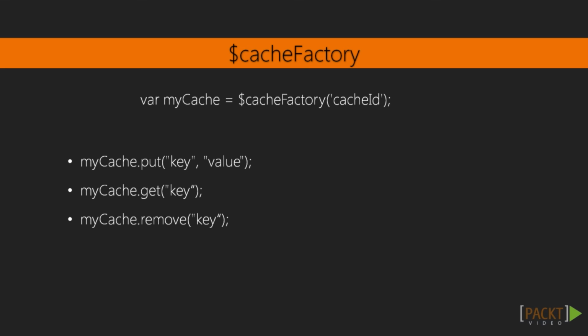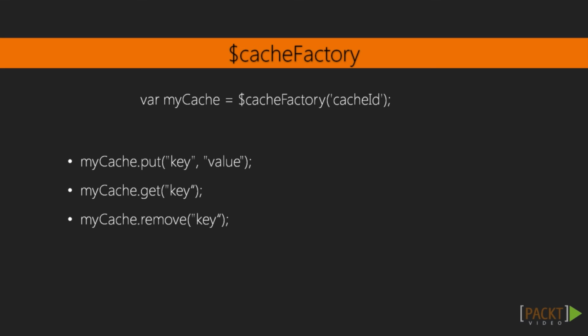In the example, the myCache variable represents the cache object that you named cacheId. You can use the put method to add new keys and values to it, the get method to retrieve values, and the remove method to get rid of values. There are also a few methods to deal with sets of data.